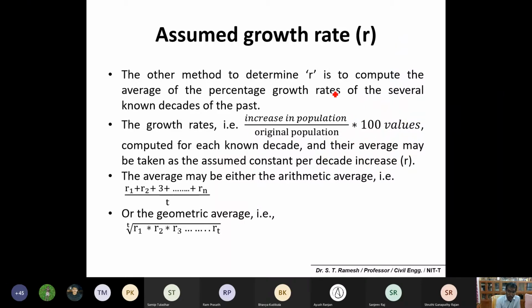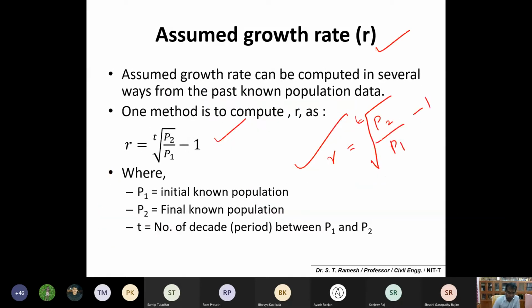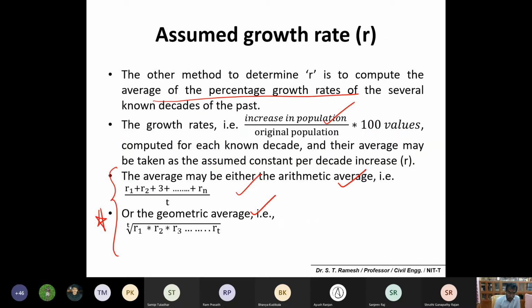Another method to determine R is to compute the average of the percentage rate of the several known decades of the past. So you can use this formula to calculate this also. The average may be either an arithmetic average or a geometric average. Predominantly they may use this formula to calculate the assumed growth rate percentage, a constant percentage value. So you just remember number one, this formula, and if you use the arithmetic average, you can use this one. And if you are using the geometric average, you can use this formula to fix the R value.